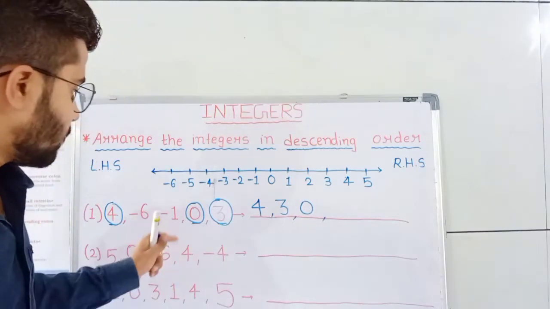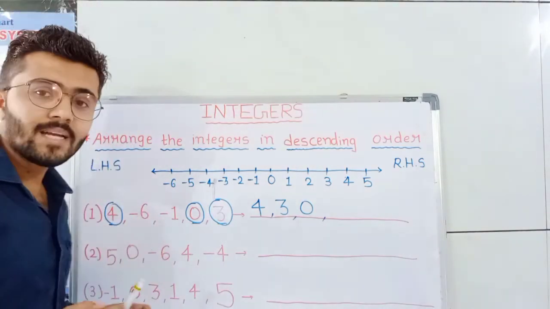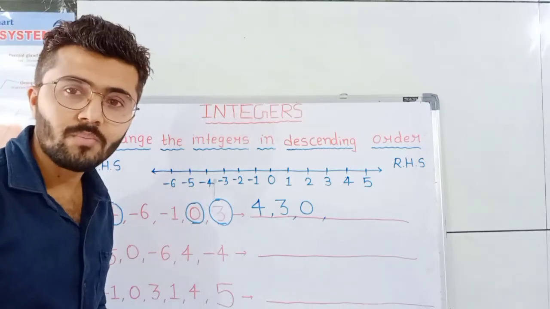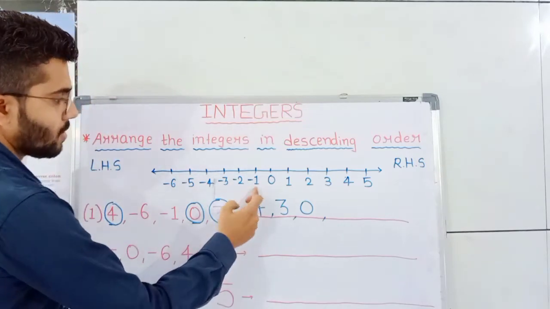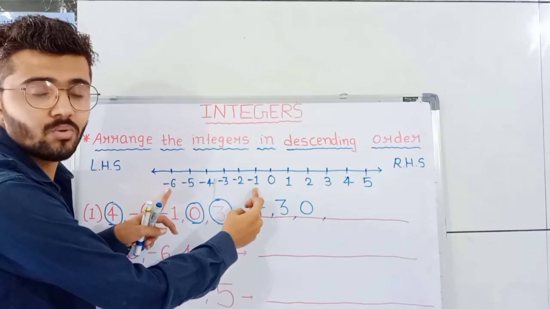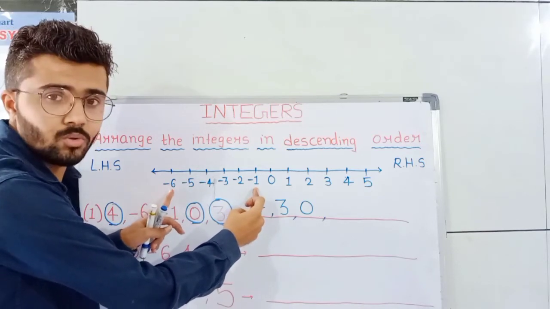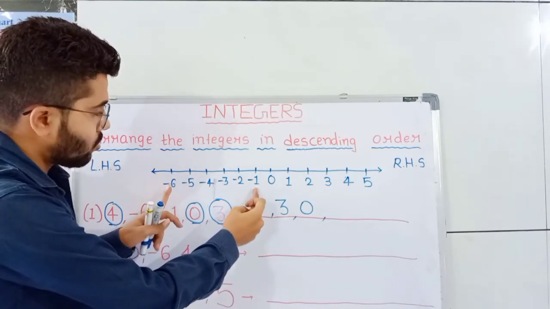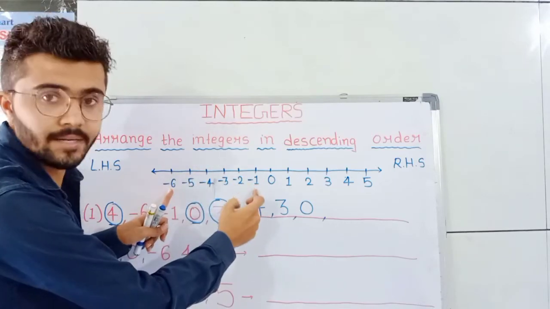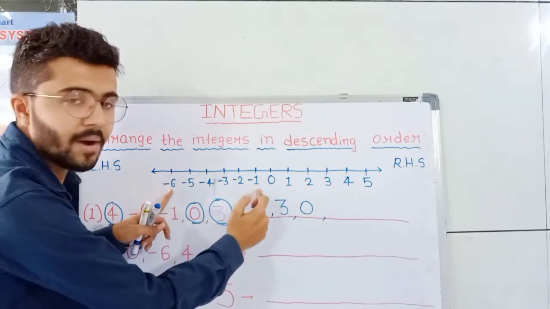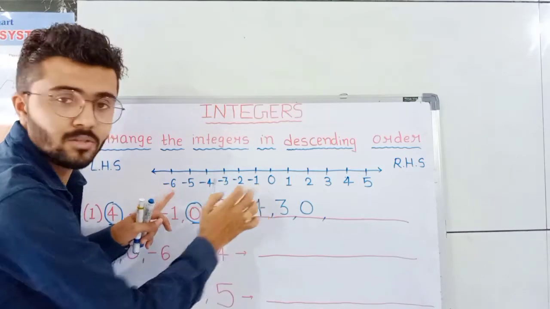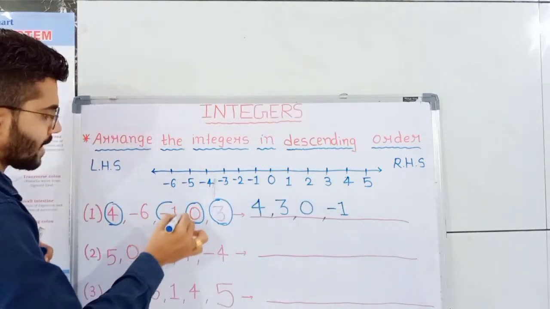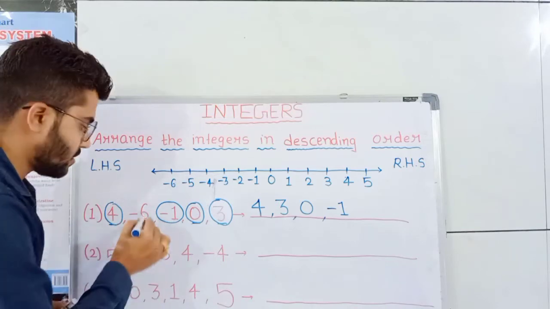Now it's the turn for the negative numbers. So for the negative numbers, let us take the help of the number line. Out of -6 and -1, which is the greater number? -1 is here, -6 is here. Now as we all know, the number which is on the right hand side of another number is the greater number. So -1 is on the right hand side of -6. Okay. So out of -6 and -1, which is greater? -1. So we will write next -1. And which number is left at last? That is -6.